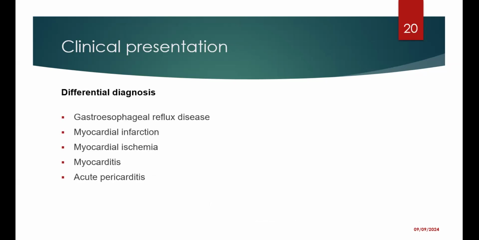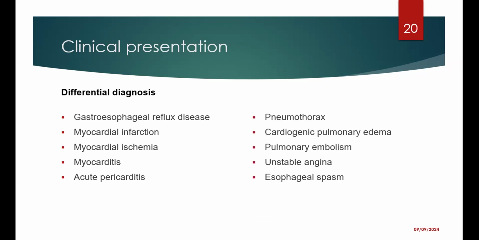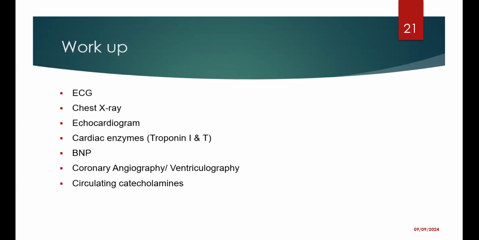And these are some of the differential diagnoses to Takotsubo cardiomyopathy. We have gastroesophageal reflux disease, myocardial infarction, myocarditis, acute pericarditis, pneumothorax, cardiogenic pulmonary edema, pulmonary embolism, unstable angina, and esophageal spasms.